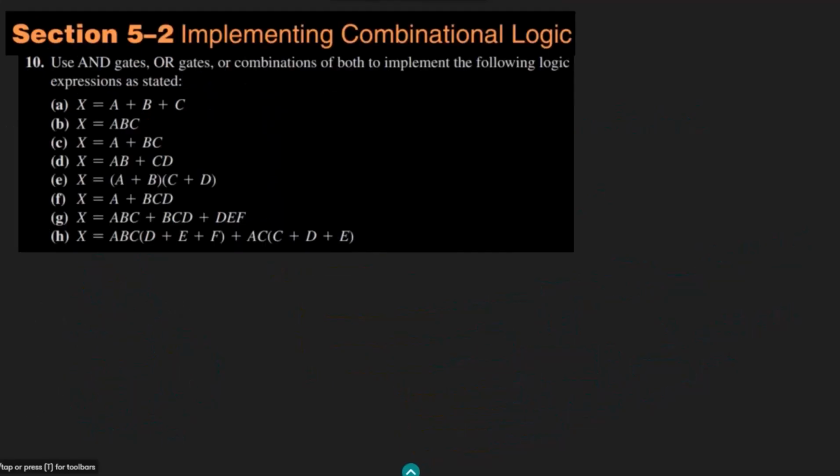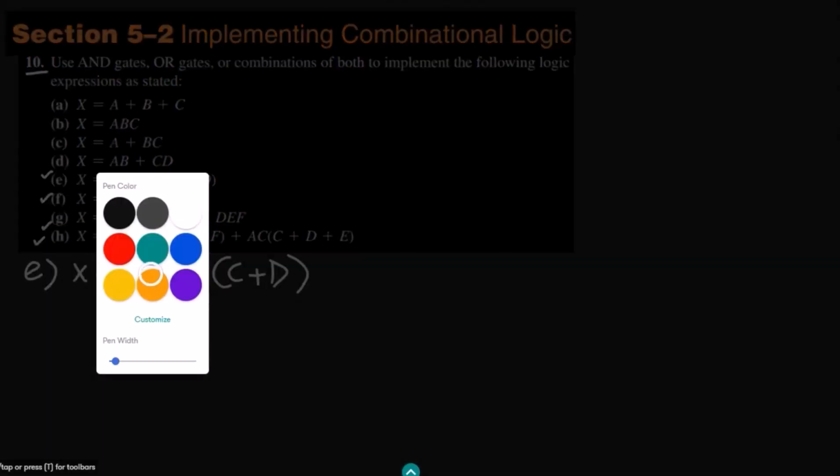Welcome back guys, this is question 10 and today we will talk about parts E, F, G and H, and in the previous video we solved all the questions from A to D. Okay, so let me talk about part E now. So in part E we have X equal to A plus B and C plus D.